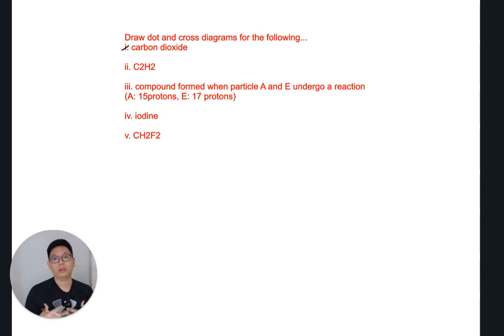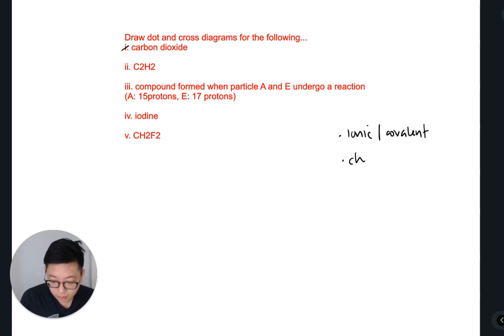Now, before you start a dot and cross diagram, you need to have a couple of things. Number one, you need to know whether or not it's ionic or covalent, and you must know the chemical formula. So once again, you need to know if it's ionic or covalent, all right? And you must know the chemical formula.